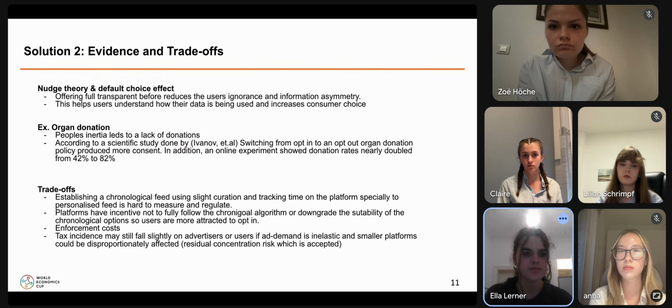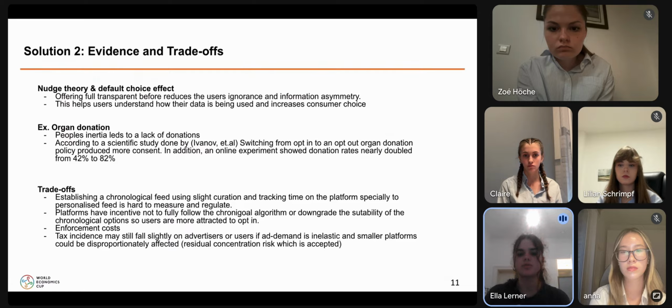Produced the same results. The trade-offs of our policy are that establishing a chronological feed using slight curations and tracking time on the platform, especially with a personalized feed, is hard to measure and to regulate. Additionally, platforms would have the incentive to not fully follow the chronological algorithm, or even much worse, downgrade the suitability of the chronological options so that users are more attracted to opting in. Additionally, there would also be enforcement costs, and the tax burden may fall onto users through premium options.